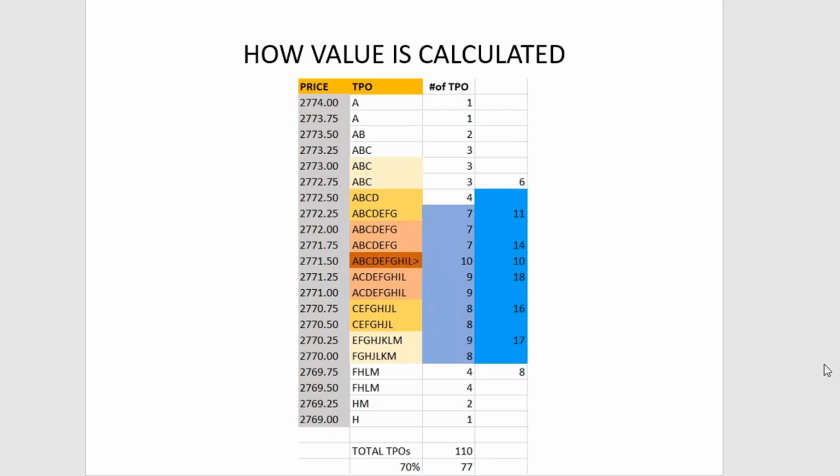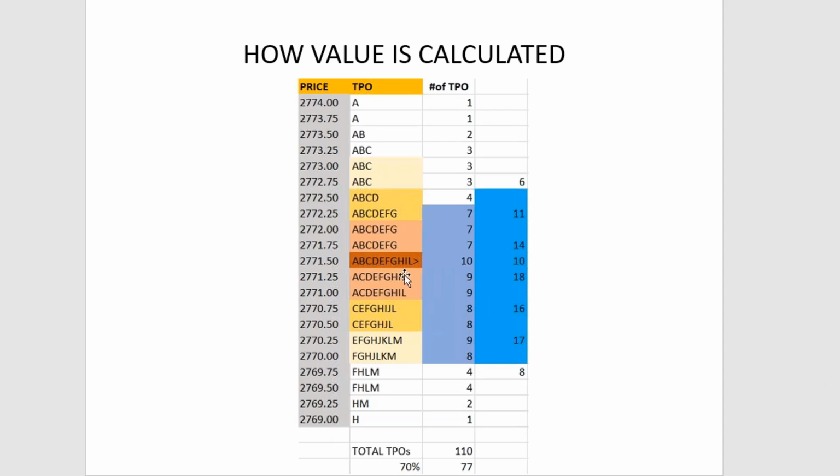So the value area equals 70% of a day's range. And remember, we trade value, not price. So it becomes very important to be able to distinguish the difference between price and value.